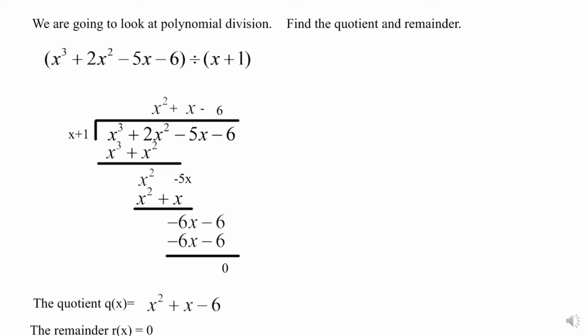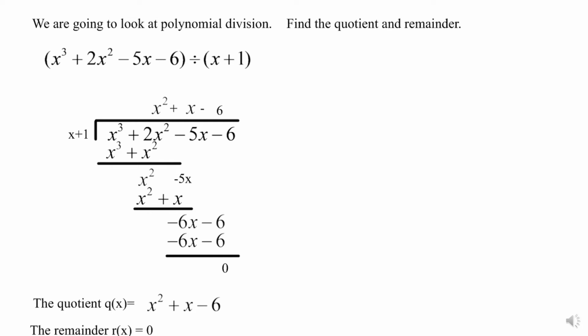We now multiply x by x plus 1. We get x squared plus x. Now subtract and you get negative 6x. We now drop down the next term, minus 6, and start the process over. What times x equals negative 6x? The answer is negative 6.